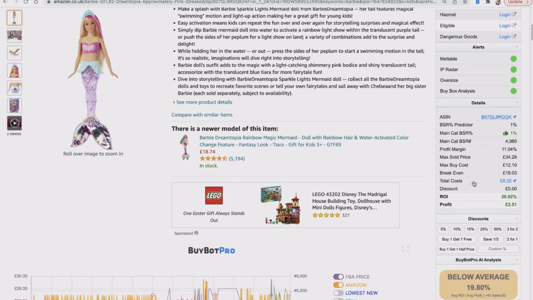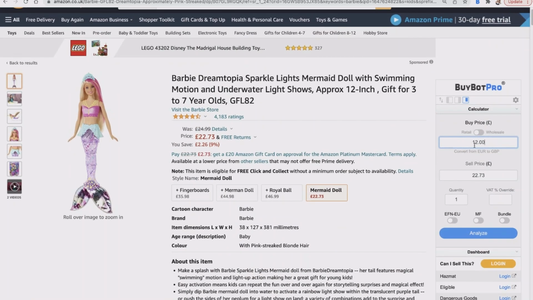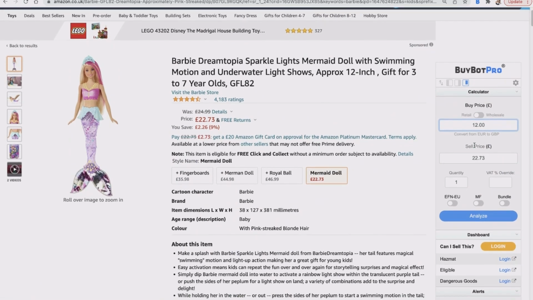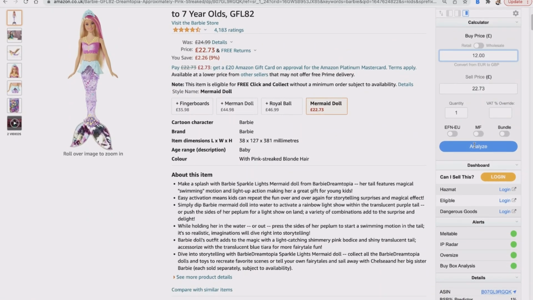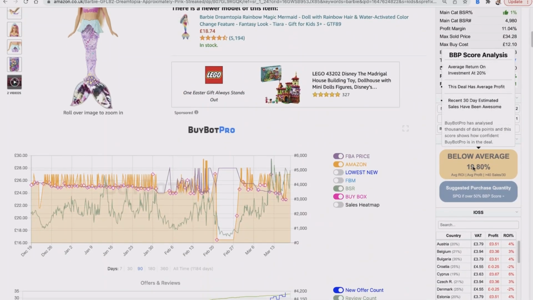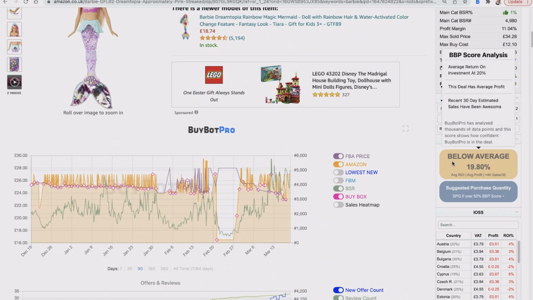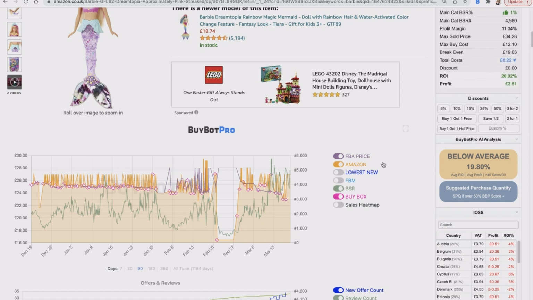This one is below average because I've increased the buy price that we're buying the product for. So BuyBotPro is having a look at it and saying, okay, based on a £12 buy price, what do I think? So it's going lower. It's not as good a deal because you've still got your average ROI. Everything's a bit more average with it. You've still got your great sales, but a more average profit. Maybe your boss is okay with £2.50 profit. That's for you to have a look at.